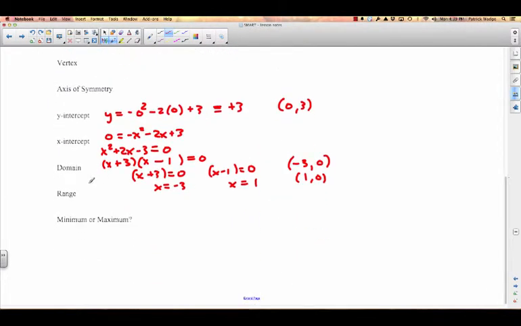Okay, the domain. Yay, we don't even need to think. It's always equal to all real numbers, so no problem there.